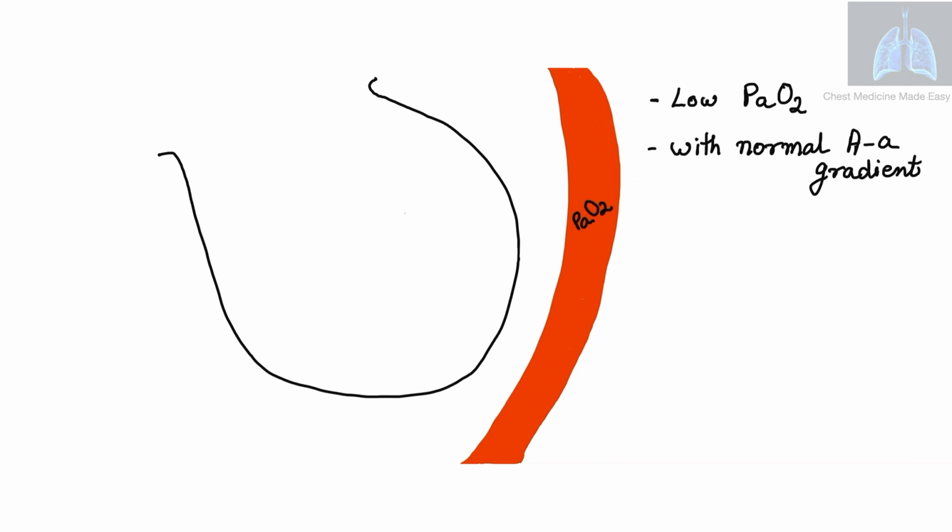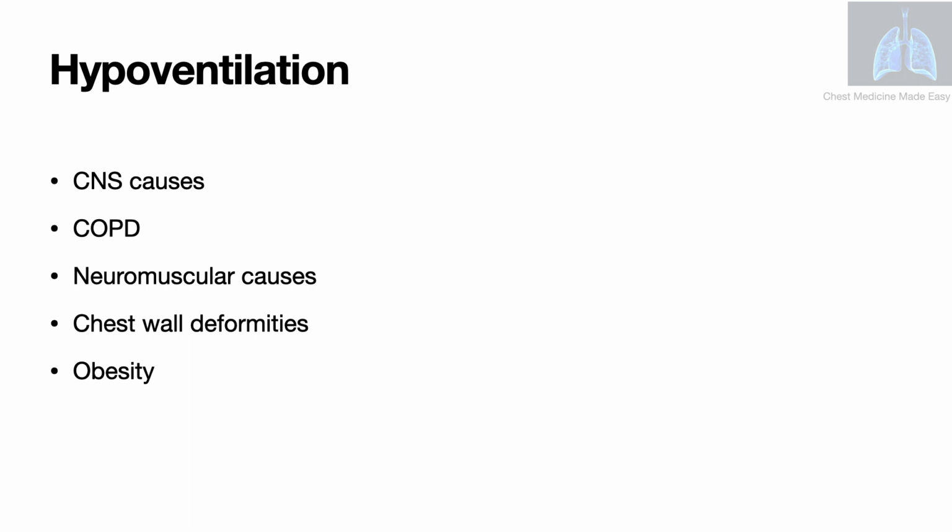So to rephrase it, in a hypoxic patient, that is a low partial pressure of arterial oxygen with a normal AA gradient, implies that the diagnosis is either hypoventilation or high altitude. So a hypoxia with a normal AA gradient usually implies hypoventilation or high altitude. Causes of hypoventilation include CNS causes like brainstem stroke or trauma, or certain drugs which suppress CNS function like opioid overdose, COPD, neuromuscular diseases, chest wall deformities, and obesity.